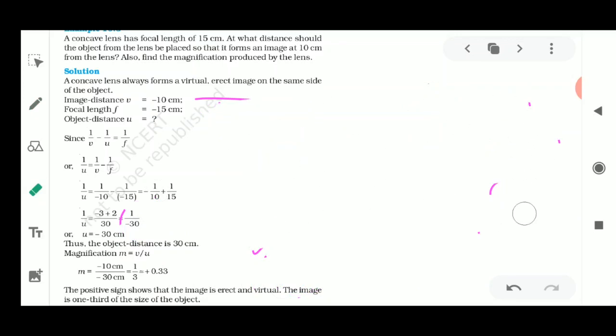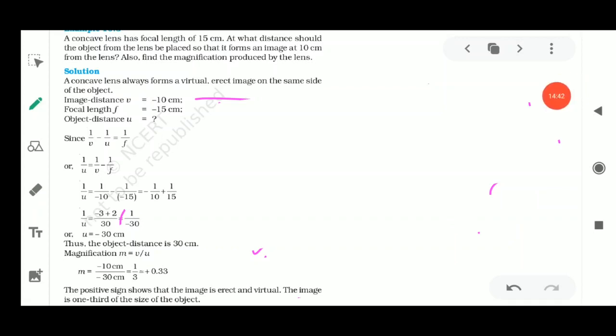The positive sign shows that the image is always virtual and erect, and the image is 1/3 of the size of the object. Okay, it is erect and it is a virtual image. So this is all about the characteristics, and this is how you are going to apply the sign convention in the numericals. So this was the first numerical.